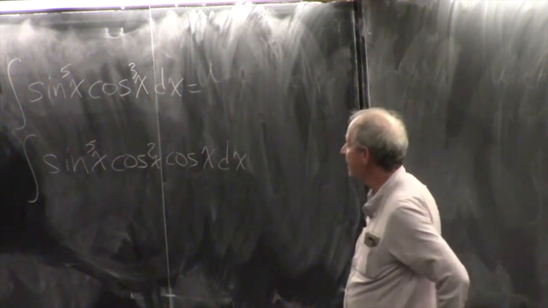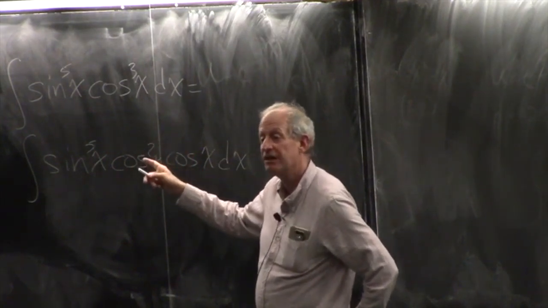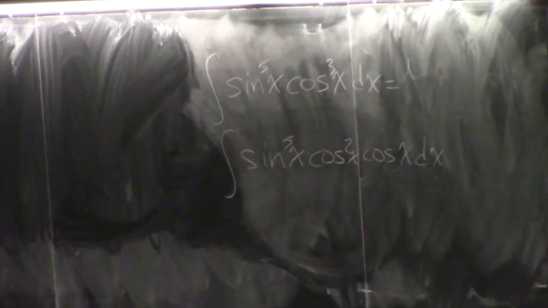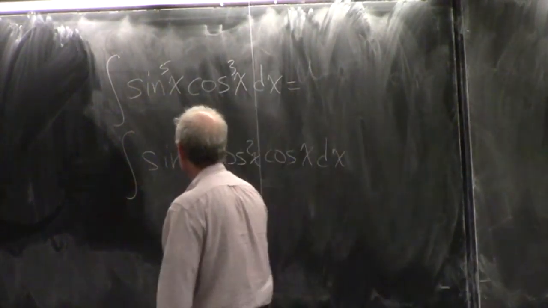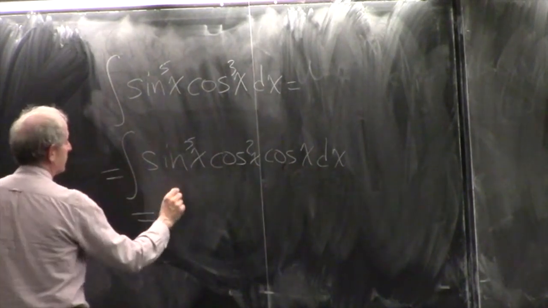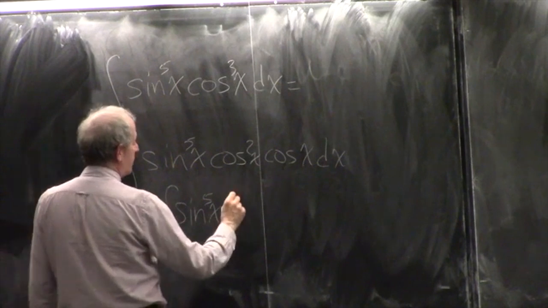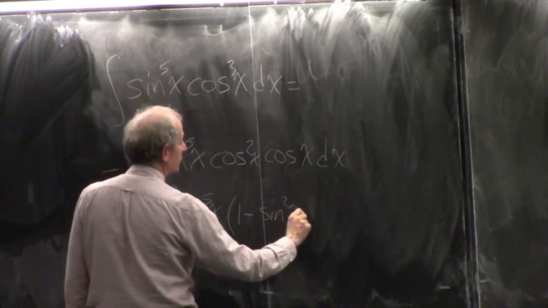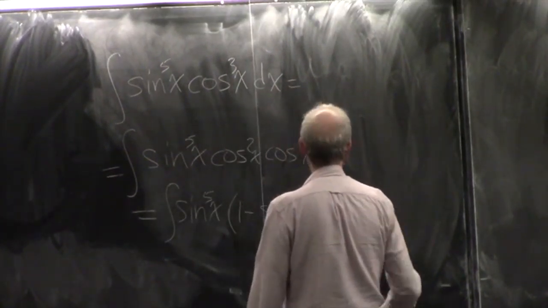We would want to do that because now we would have a single cosine, which is the derivative of sine, if we could just find a way to get rid of the other cosines. But then we remember our trigonometry, or MAT 123, and you know that this is the integral of sine to the 5th x times cosine squared, which is 1 minus sine squared x, cosine x dx.